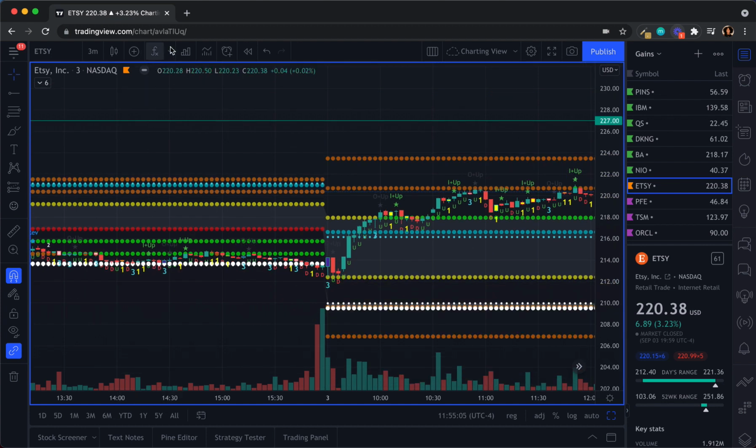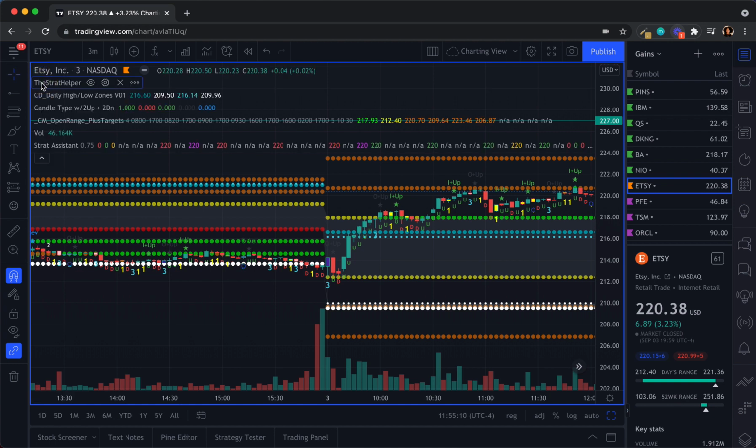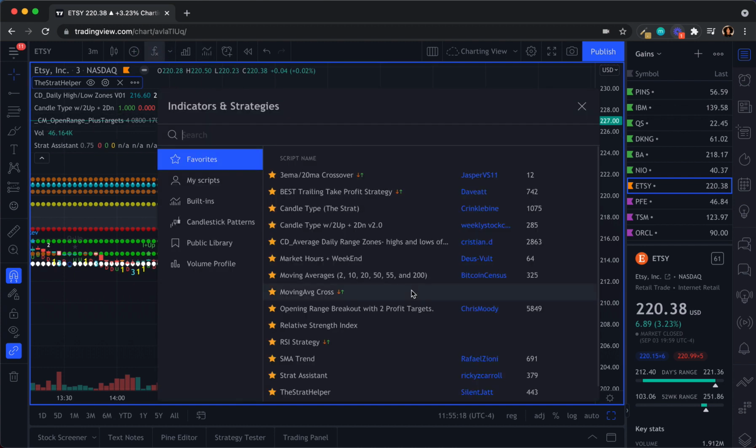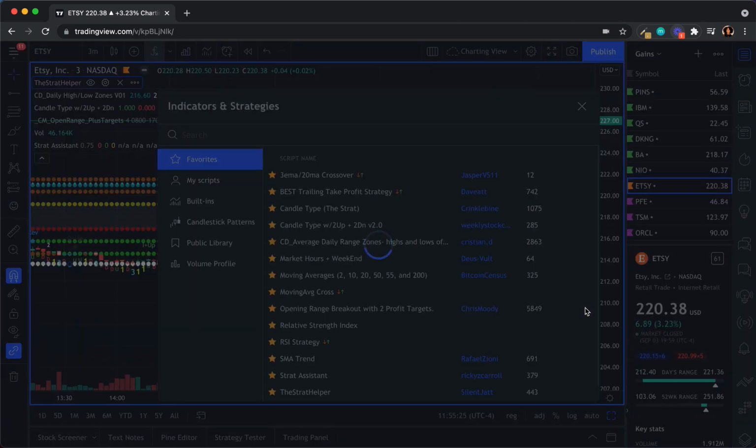So let's go and take a look at those. First, actually, I'm going to show you all. So this is the opening range breakout plus 2 profit targets. That's the orange line, the profit target, and the yellow line marking the high and low of the first 30 minutes of the trading day. So we're going to take a look at this.